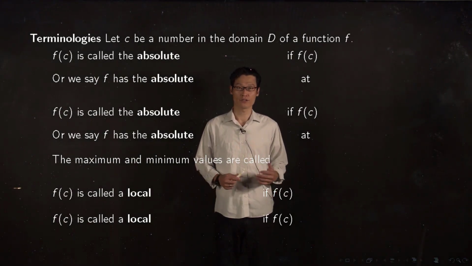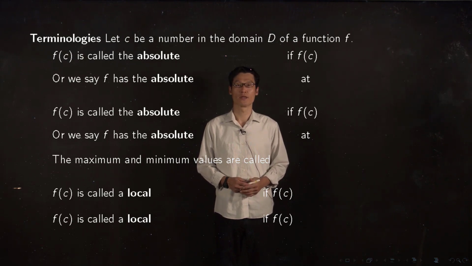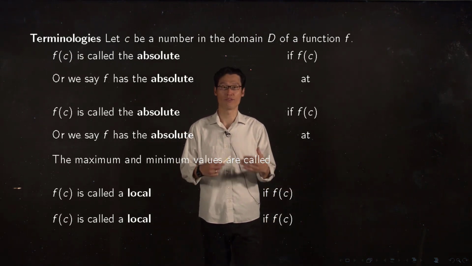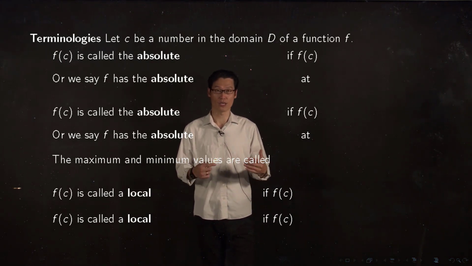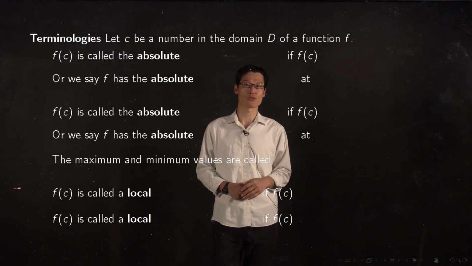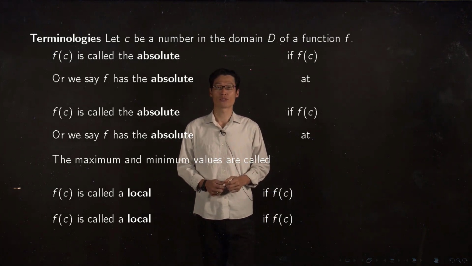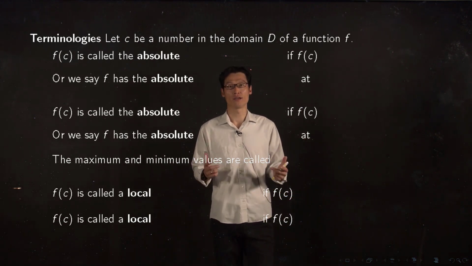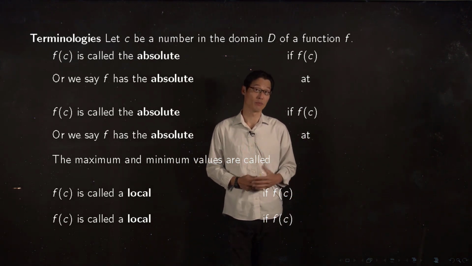All right, let us start with quick definition and terminologies. We are interested in the behavior of the function, and we want to describe the behavior in terms of maximum, minimum, and so on. So suppose we have a function f, and we have point c or number c in the domain D.